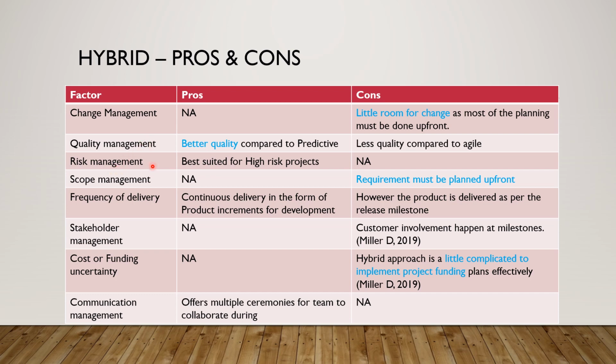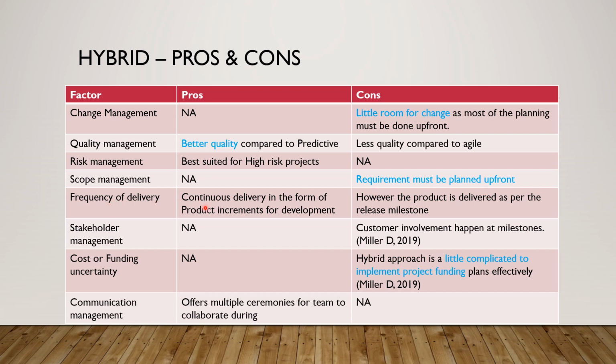Next is risk management. Just like the waterfall or the predictive, hybrid is best suited for all nature of risk. And our current project is more of a medium risk. So it is again on the upside. Next is scope management. Our current project does not have all the requirements finalized due to the complexities and uncertainties. However, hybrid expects all the requirements to be planned upfront. Therefore, it is again on the downside.